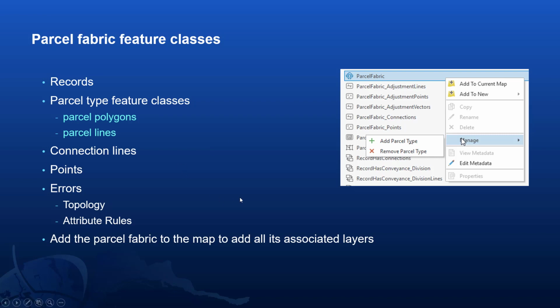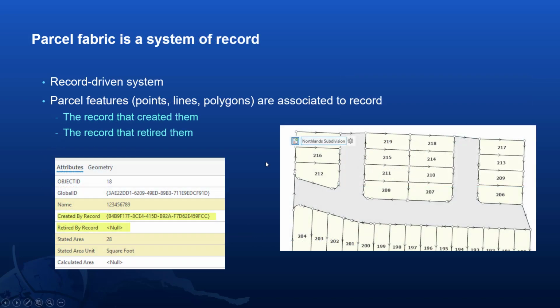And in order to see a parcel fabric in a map, the best way is just to add the parcel fabric, the blue parcel fabric here, to an empty map or to an existing one that does not have a parcel fabric. You can have one parcel fabric in a map, and that will bring in all the associated feature classes that are controlled by the parcel fabric with a good default symbology. And if you can see here in the catalog view, if you press on the context menu, it also shows you that you can add or remove parcel types directly from here. It will launch the GP tool, and we'll see it soon.